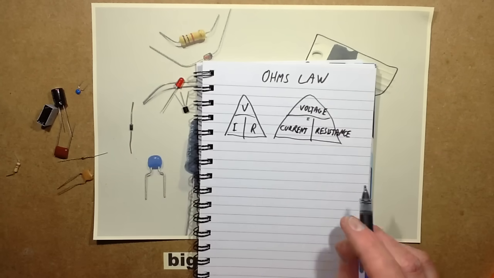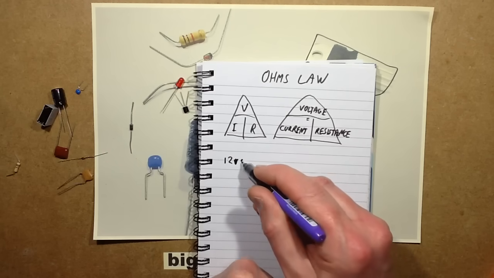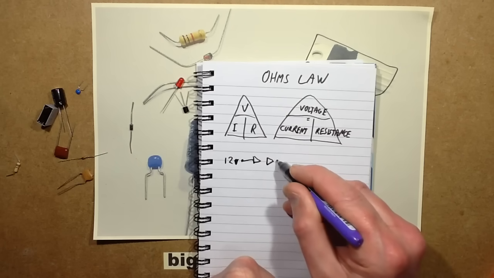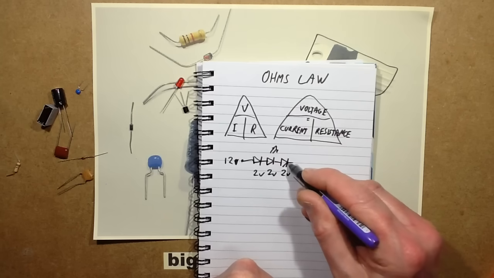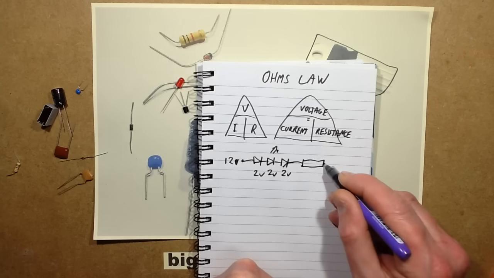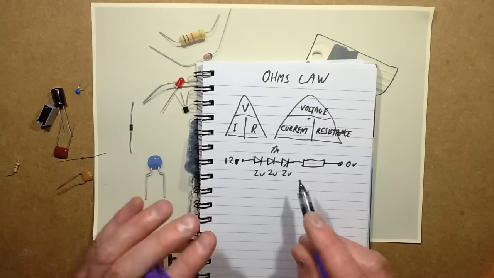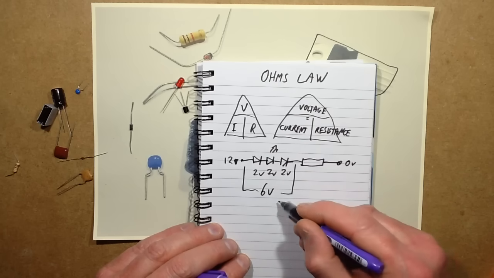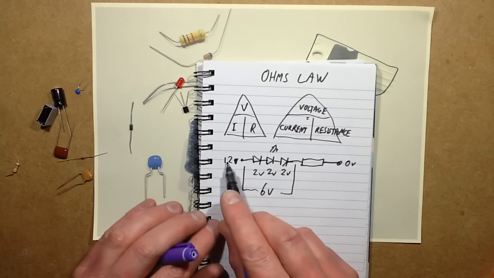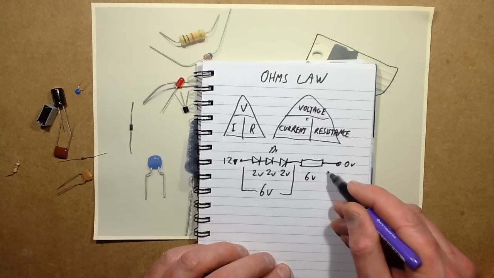An application of this would be, supposing you had a 12 volt supply and you had 3 LEDs. There are the 3 LEDs, and each one is dropping about 2 volts. You want to choose a resistor that is going to limit the current through these LEDs to 10 milliamps. So across the LEDs, you've got 6 volts dropped. Because it's a 12 volt supply, you're going to have 6 volts across the resistor to drop.